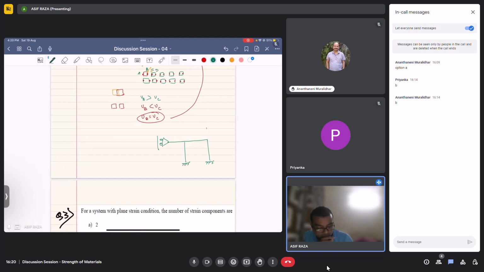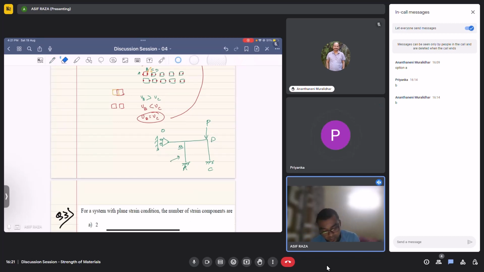Okay, so suppose a force P is applied here, and A, B, C, D, and let us say O here. So we need to find, if lengths OB, BD are all given, what would be the stresses in AB and CD, right?